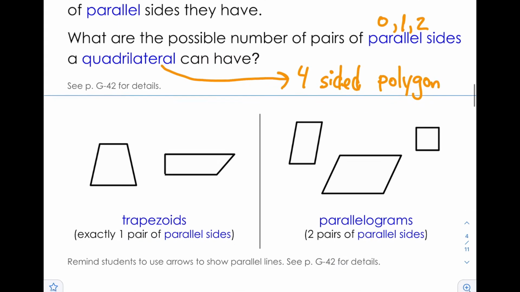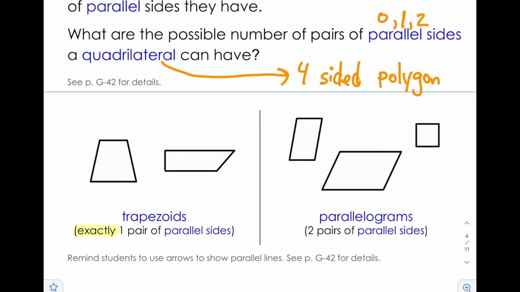So a trapezoid has exactly 1 pair of parallel sides. It doesn't matter what it looks like. If it's a quadrilateral with exactly 1 pair of parallel sides, it's called a trapezoid. Parallelograms, on the other hand, have 2 pairs of parallel sides. Here are some examples of parallelograms. A square is a parallelogram because it has 2 pairs of parallel sides. A rectangle is a parallelogram as well.